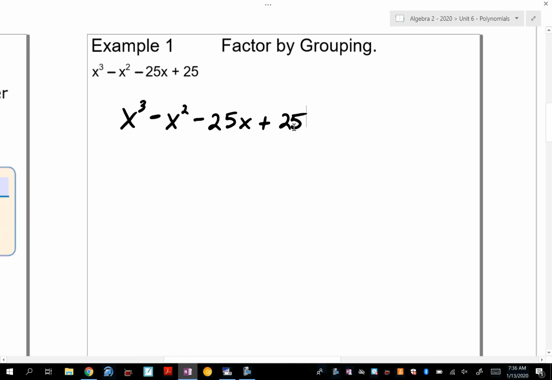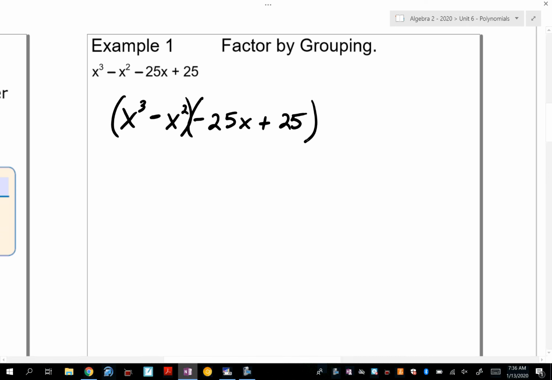Sometimes when you look at these, you'll notice they'll all have a variable, but this 25 at the end does not have a variable. So the only way to try to factor this is by grouping them. So I'm going to group the first 2 together and the second 2 together.